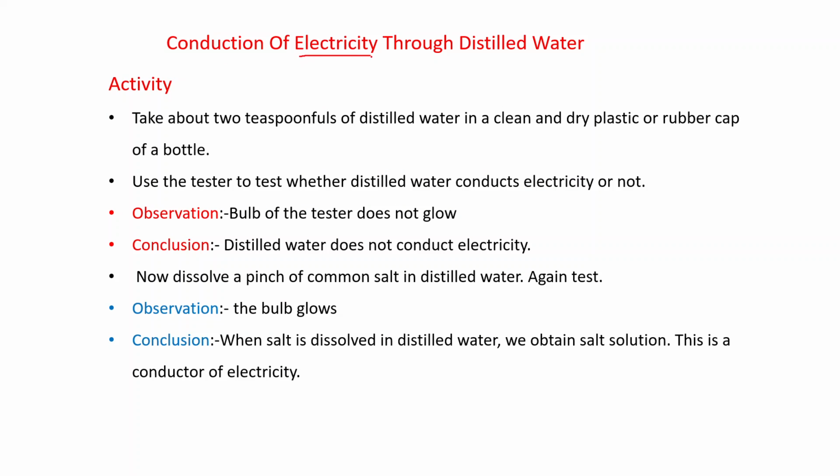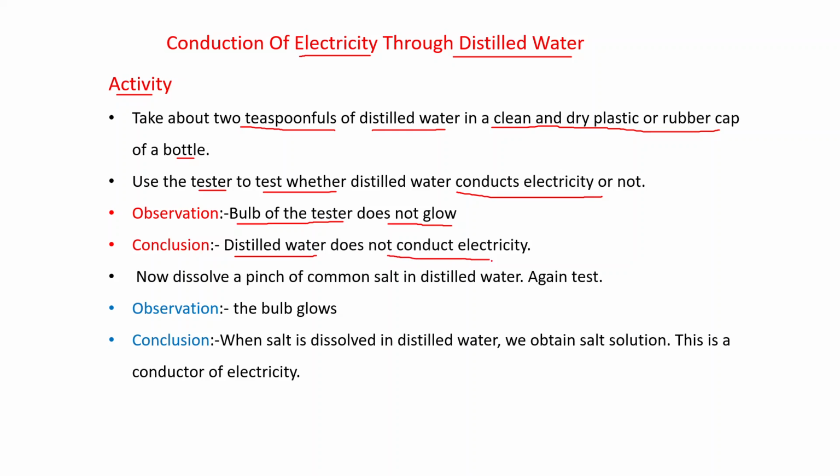Now, conduction of electricity through distilled water. Take the activity. Take about 2 teaspoonfuls of distilled water, and this distilled water is available in the chemistry lab of our school, or it is also available at a medical shop, in a clean and dry plastic or rubber cap of a bottle. Use the tester to test whether distilled water conducts electricity or not. We'll see that the bulb of the tester does not glow if the free ends of the tester are dipped in the distilled water. Then we can conclude that distilled water does not conduct electricity.